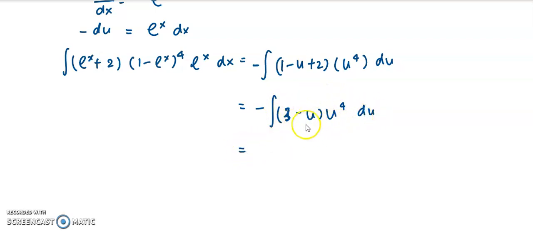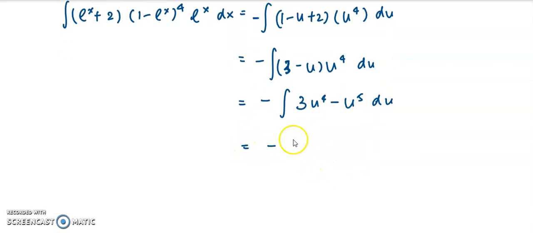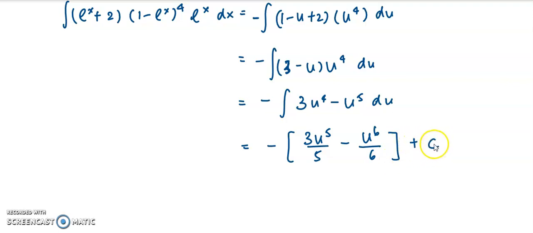To integrate this function, we have to expand first. Expand 3 multiplied by u to the power of 4, we get 3u to the power of 4. And the negative u multiplied by u to the power of 4, we have u to the power of 5. Now you have two separate terms. You can now integrate. Integrate 3u to the power of 4, you have 3u to the power of 5 over 5. How do I get this? Just increase the power by 1 and divide by the power that you have increased. And to integrate u to the power of 5, I have u to the power of 6 over 6 plus constant c.